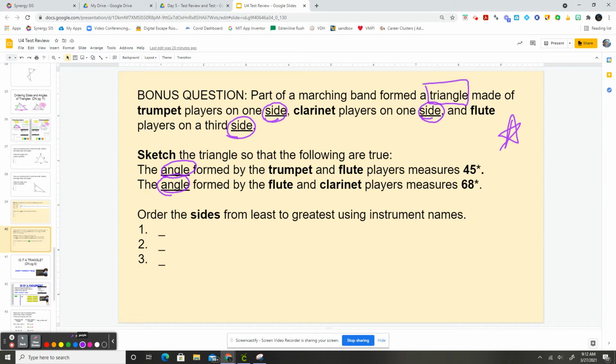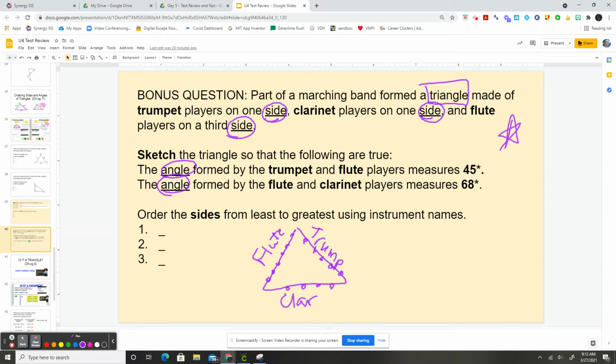So I know I formed a triangle. Trumpet players are on one side, shoulder to shoulder. The clarinets are shoulder to shoulder on one side, and the flutes are shoulder to shoulder on one side. Maybe there's 5 trumpet players, 4 clarinet players, 6 flute players, right? We don't know how many there are. We don't know how big the sides are. We just know that's how they're configured on the field.